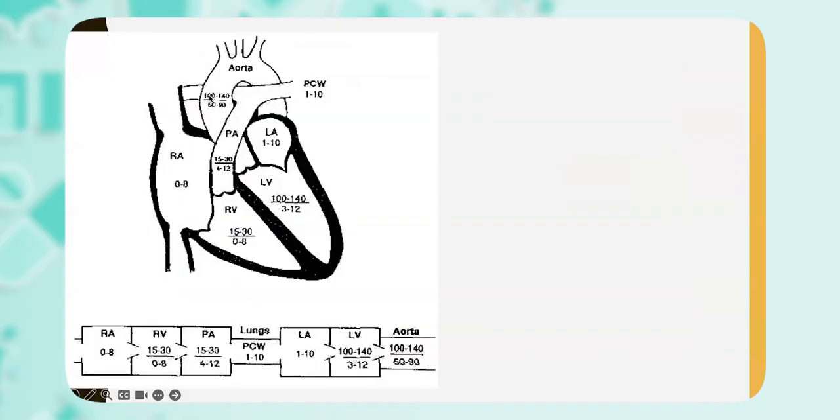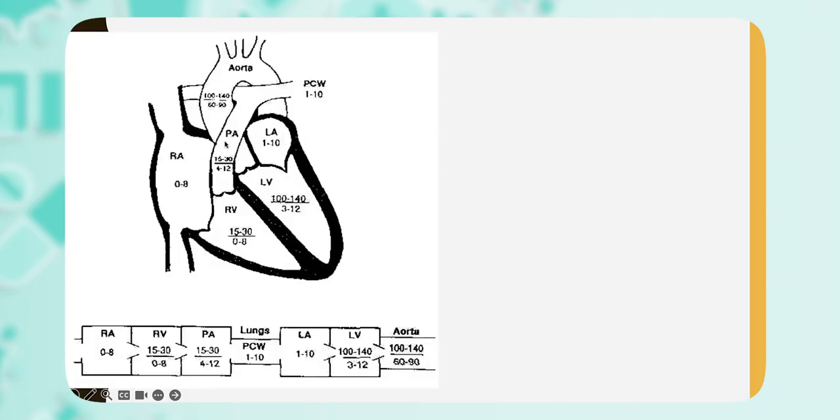So aorta, the systolic pressures are 100 to 140, diastolic 60 to 90. The LV systolic pressures are 100 to 140. The diastolic pressures are 3 to 12. There's an important figure called the LVEDP, that is left ventricular end diastolic pressure. Sometimes it will come in MCQs and it is very useful for many interventions.